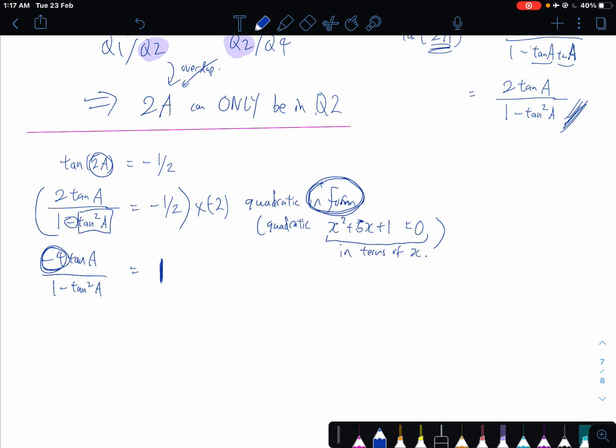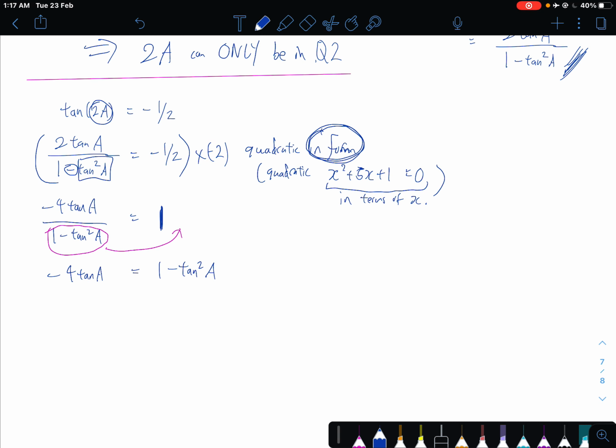What's so easy about it? What's so easy is that we can look at 1 minus tangent squared A and multiply it over. 1 times 1 minus tangent squared A, don't need to think, it's just 1 minus tangent squared A. What do you get? You get the numerator, negative 4 tangent A, equals 1 minus tangent squared A. Okay, looks promising. We are flattening everything out. There's no more fractions, but I still see a lot of negative signs, especially this minus tangent squared A.